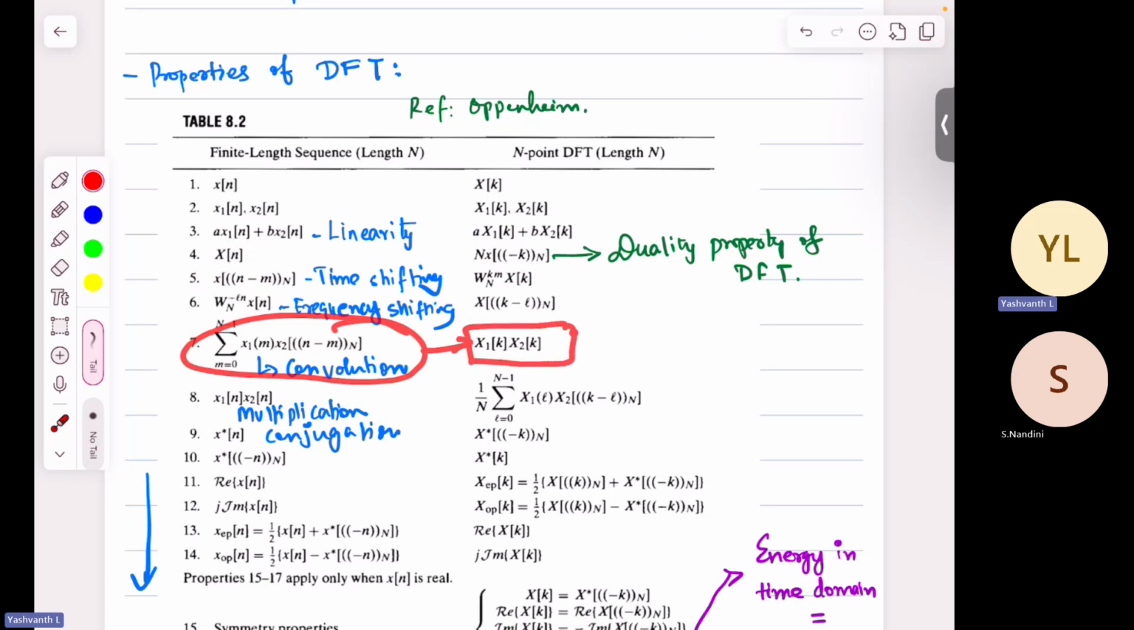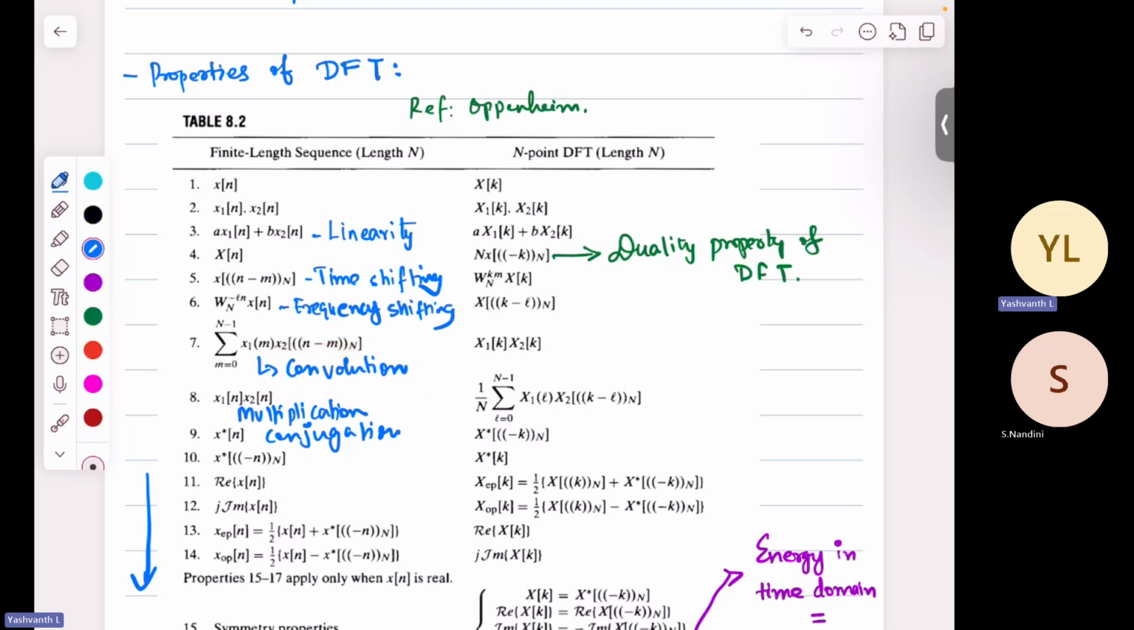Now, the convolution property says that if you convolve two discrete time signals in the time domain, their corresponding DFTs will basically be multiplied in the frequency domain. Only one small difference. Note that this convolution is not the regular convolution. You see that it is n minus m modulo N. It is not just n minus m. This convolution is circular convolution. Okay, this is different from the linear convolution that we have studied till now.